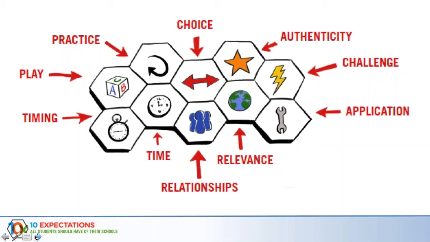If we were to take a look at the 10 expectations that students have of us, you would see this as kind of a honeycomb. There is no sequence. They enter in at all kinds of different places, and they can be matched up, and they actually entwine or embrace with each other all the time. So there is no set way that they match up. We just put them this way because it's easier to remember: play and practice, time and timing, choice and challenge, application and authenticity, and relevance and relationships. Just a quick way to say that.